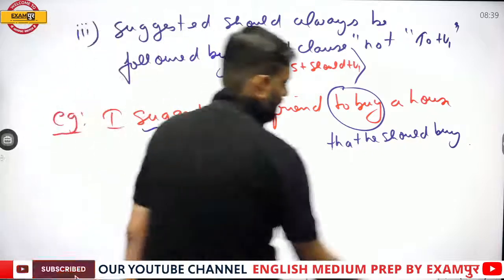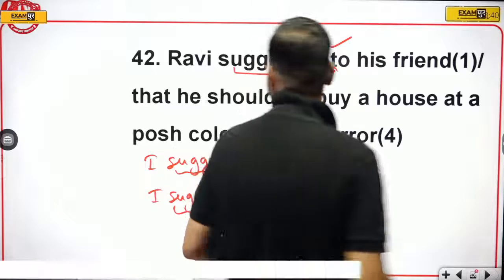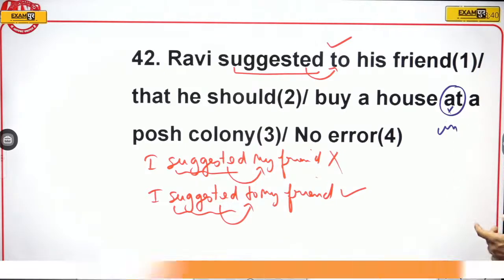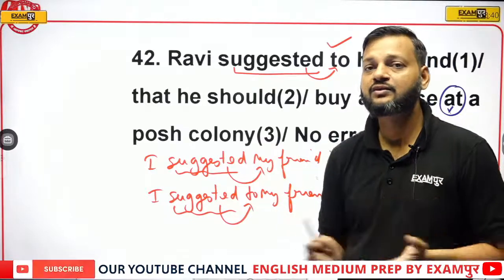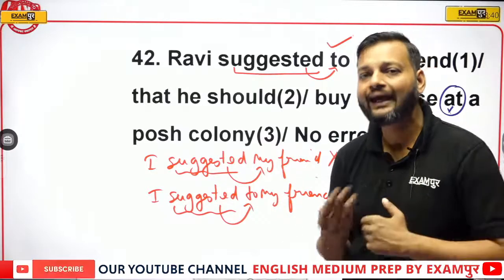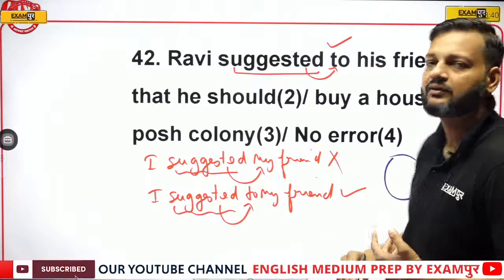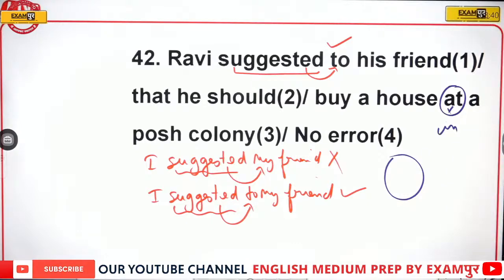So in this sentence, Ravi suggested to his friend that he should buy a house in. Here, in place of at, we need in: a house in a posh colony. Any place which is covered, we have to use in. Colony is also a covered place, so we have to use in with colony. Okay, now the next one.